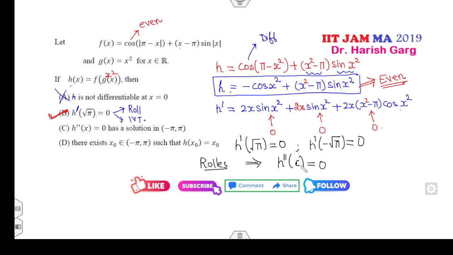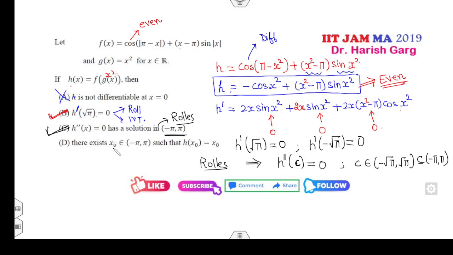I say c, where c lies between minus root pi to plus root pi, and you can see both are the subset of the minus pi to plus pi. Fine. So yes, by using the Rolle's theorem, we can correct the third option.